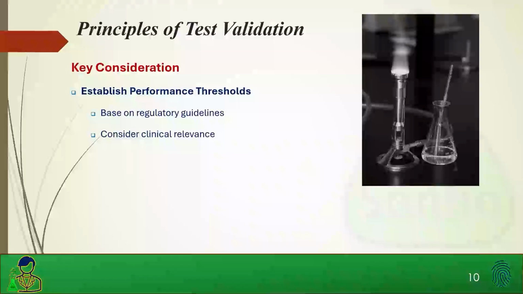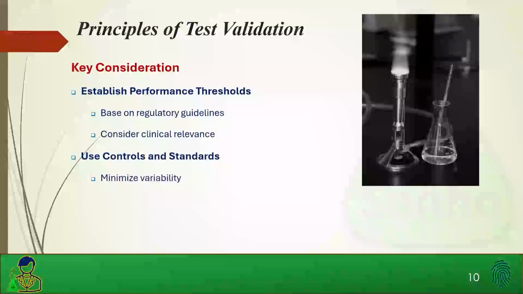And then it also doesn't make sense if fentanyl is very low concentration in the body. It's 0.1 nanograms per ml in blood to 10 nanograms per ml, then it doesn't make sense if your LOD is only 100 nanograms per ml, and then your range is 100 nanograms to 1,000 nanograms per ml. That doesn't make sense. So it's important to have clinical relevance. Use controls and standards. This helps minimize variability.